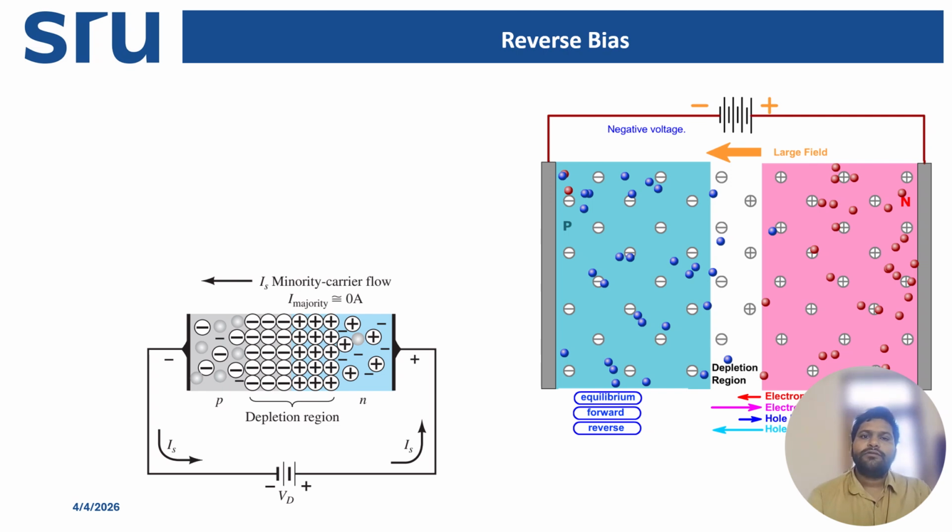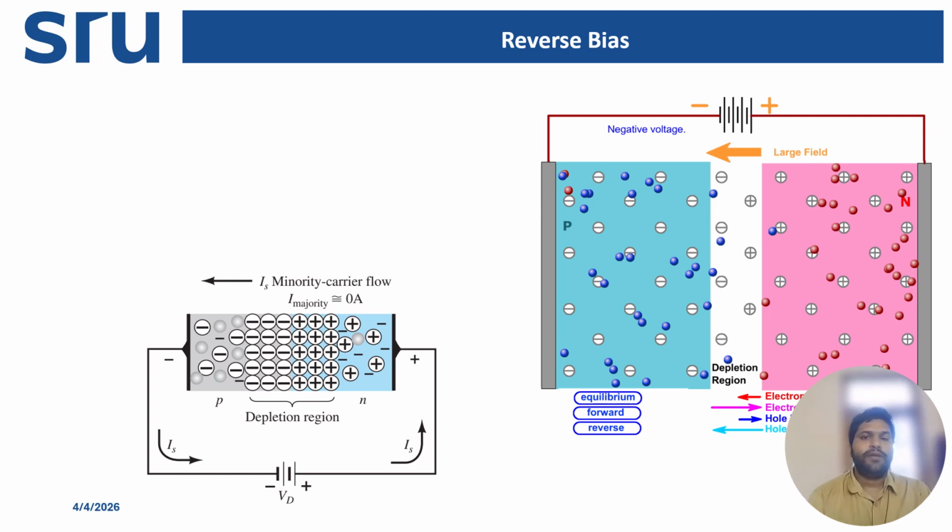So even though the majority carrier can't cross the junction, a very small current still flows. This current, due to the minority carriers, is called the reverse saturation current. This current is very small and remains almost constant with an increase in the reverse bias voltage, increasing slightly with temperature.